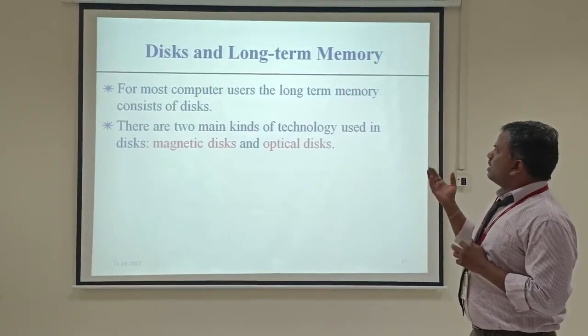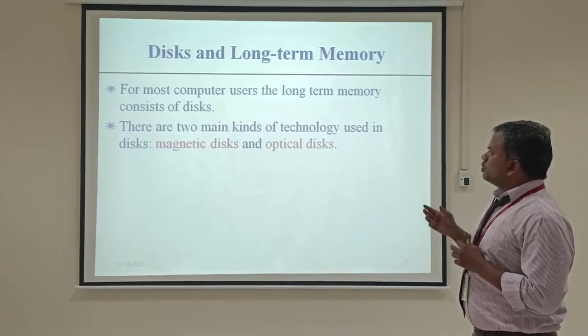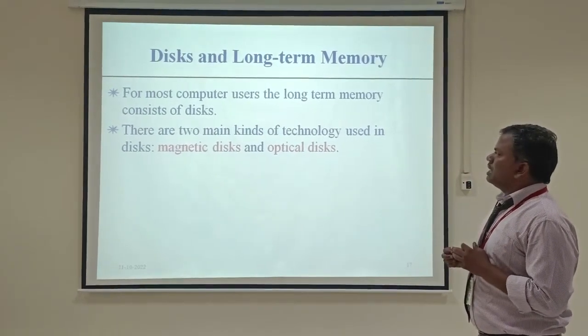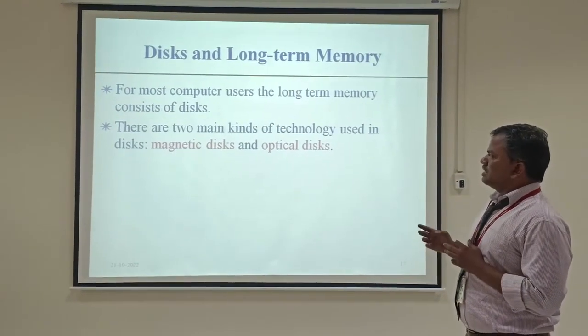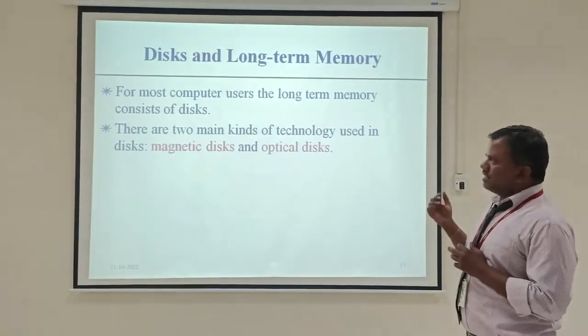Disk and long-term memory. For most computers, long-term memory consists of disk. There are two main kinds of technologies used in disk: magnetic disk and optical disk.